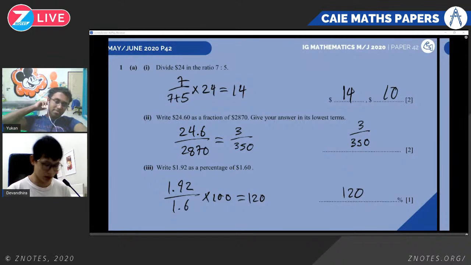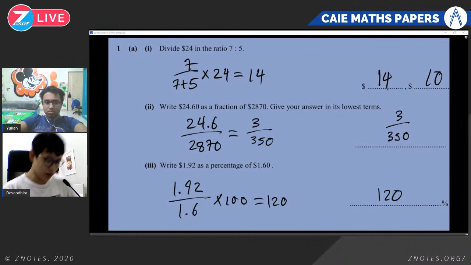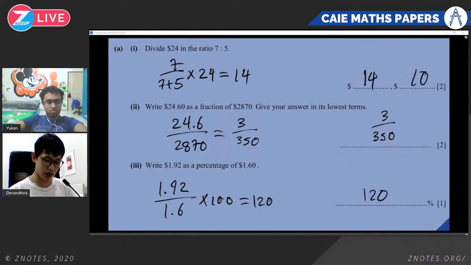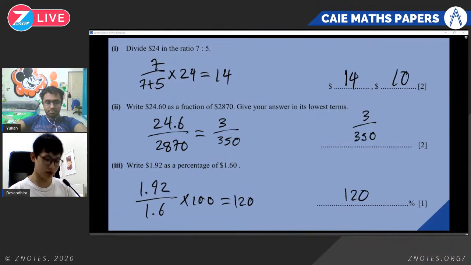Next question. We're going to write $24.6 as a fraction of $2,870. Very big difference, yeah? Give your answer in its lowest terms. It's quite straightforward for this one. You just have to divide 24.6 by 2,870. You want to simplify that? You can put that in your calculator, of course, and you get your free 2 marks. The answer is 3 over 350.